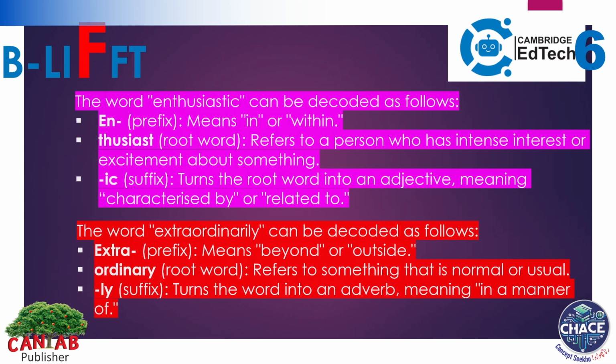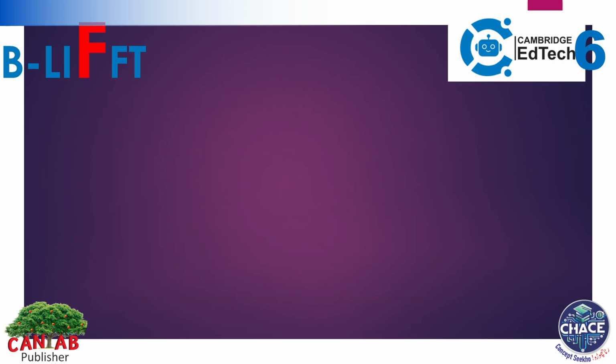Then we have another word, enthusiastic. Here the prefix is en, which means in or within. Then enthusiasm refers to a person who has intense interest or excitement about something. Then we have the suffix ic, which turns the root word into an adjective meaning characterized by or related to. Enthusiastic, any person who has keen interest in it.